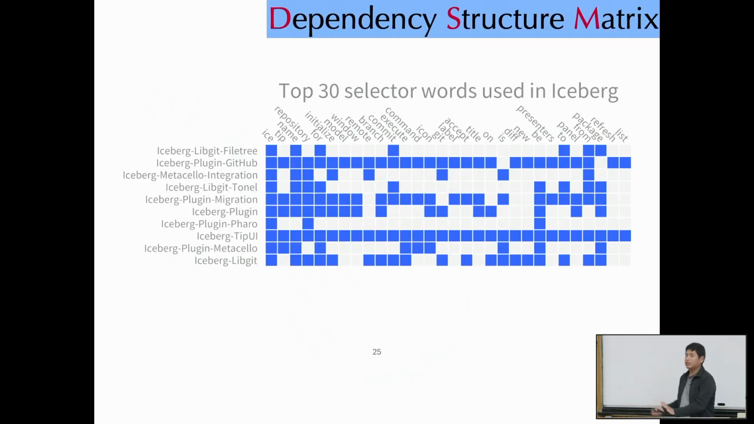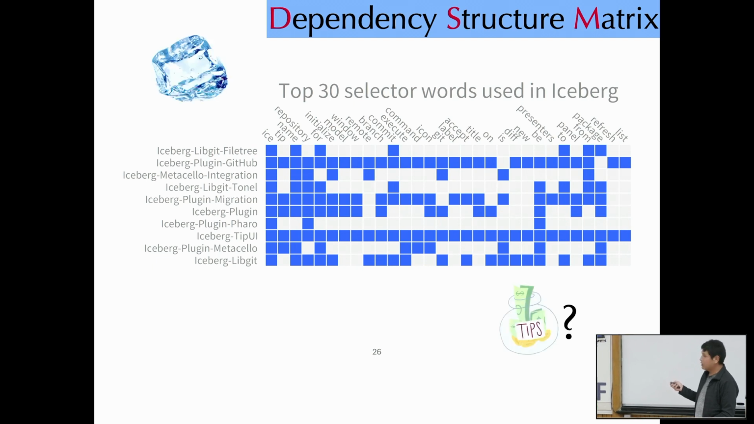Okay, another example. In this case, I have a dependency matrix. This visualization is really useful when you want to see dependencies between objects. And this is the package of Iceberg. So here you have packages of Iceberg. And in this area, you have the top 13 words used in Iceberg. And the top ones are ice and tip. So they really love to use these words in this project.